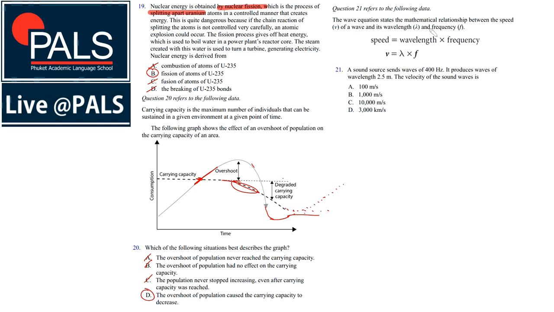The wave equation states the mathematical relationship between the speed v of a wave and its wavelength lambda and frequency f. Speed equals wavelength times frequency, or v equals lambda times f. A sound source sends waves of 400 Hertz, which is frequency.